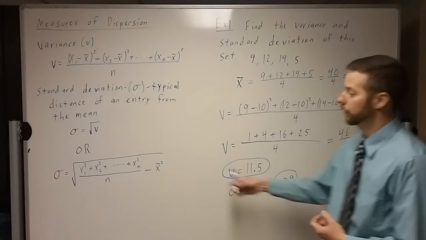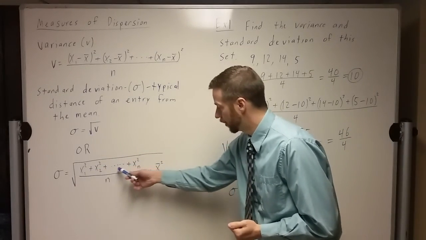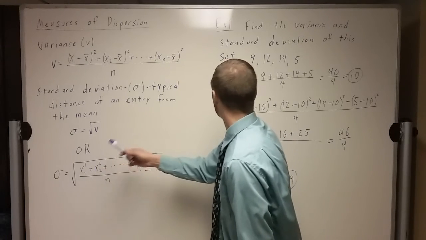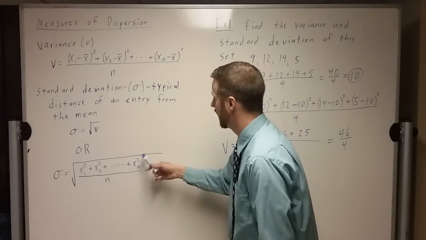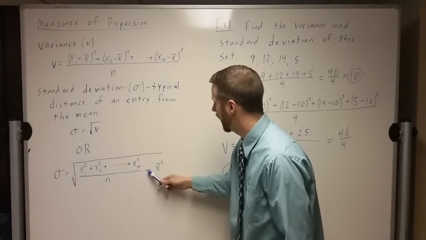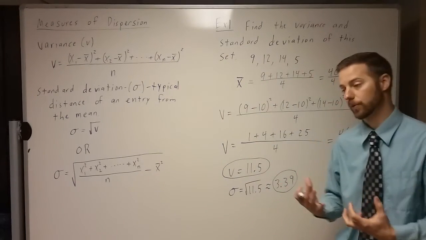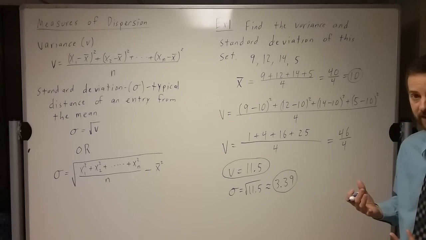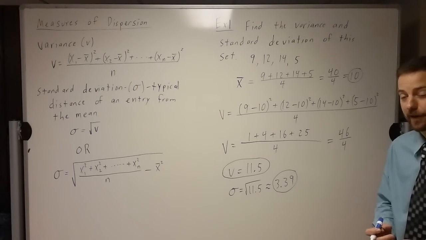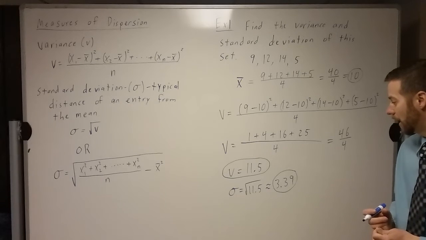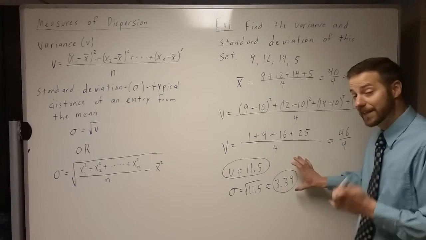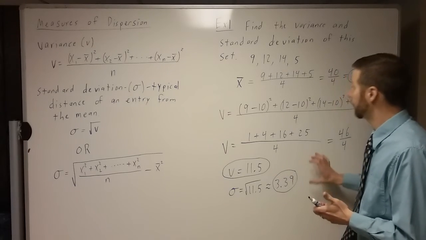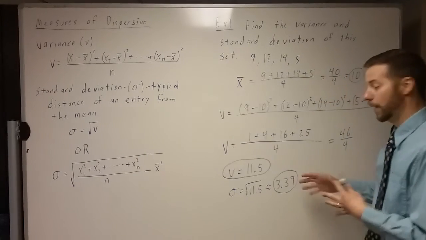Now if you wanted to, you could put all those numbers into this formula right here. So it would say something like 9 squared plus 12 squared plus 14 squared plus 5 squared. Get that answer, divide it by 4, and then minus 10 squared. Take the square root of that. That would be another perfectly acceptable way to do this and come up with the standard deviation. So that's how we find variance and standard deviation. So remember what standard deviation is. It's typical distance away from the mean. So the typical distance away from the mean in this set of numbers is around 3.39.